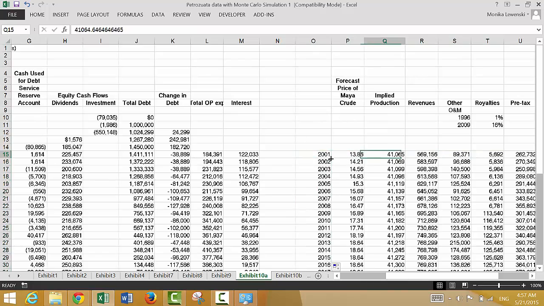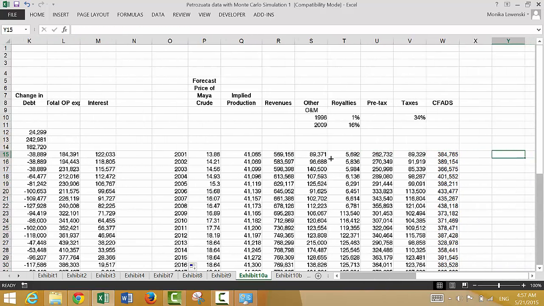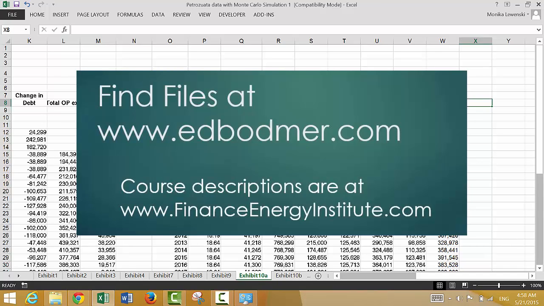Double click. And then we have the CFADS after we have the income taxes. And the only thing I really don't have is these income taxes. We don't have the effect of interest on the income taxes, and I'm going to leave that out. So it's a little bit crude, I suppose.